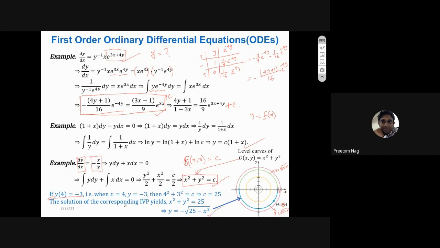Therefore, the solution of the corresponding initial value problem, where the initial value is given by y of 4 equals minus 3, will be y equals minus square root of 25 minus x square, not the plus one. The plus one will not be chosen because the initial point is given by 4, minus 3. Okay? Any question here?